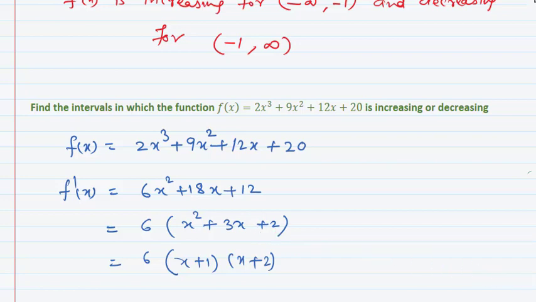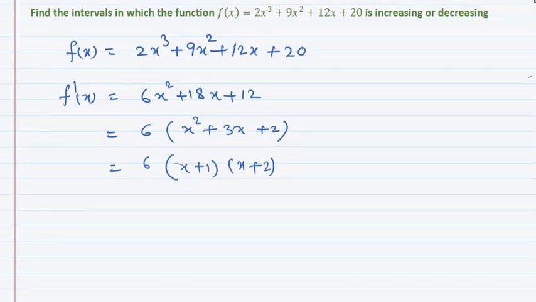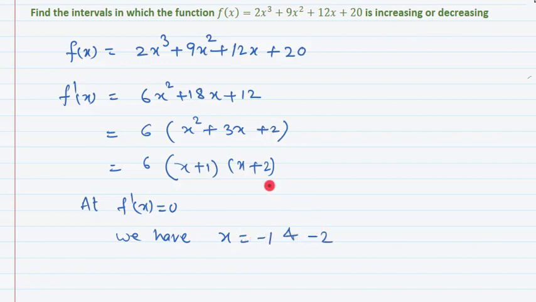We have calculated f dash x and we simplified it in terms of factors. The next step is to put f dash x is equal to 0. At f dash x is equal to 0, clearly we have x is equal to minus 1 and minus 2. So these are the two values or the critical points.